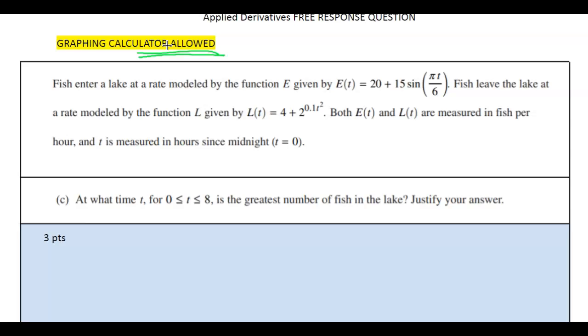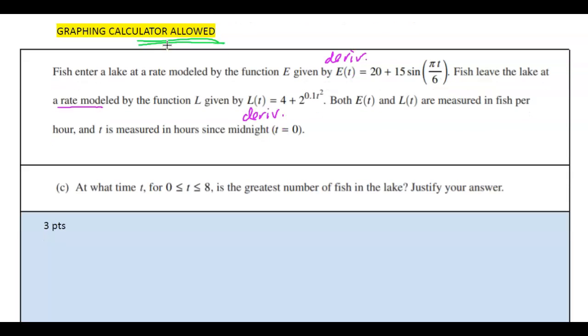So fish enter a lake at a rate, which means this is a derivative of E of t, and then fish leave a lake at a rate, so once again, this is also a derivative of the function L. So E and L are derivatives, because they're rates. E and L are both measured in fish per hour, and t is measured in hours since midnight, where midnight is t equals 0. So A and B we won't be able to do, but we can do part C.